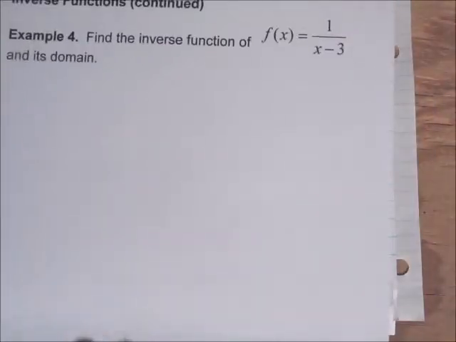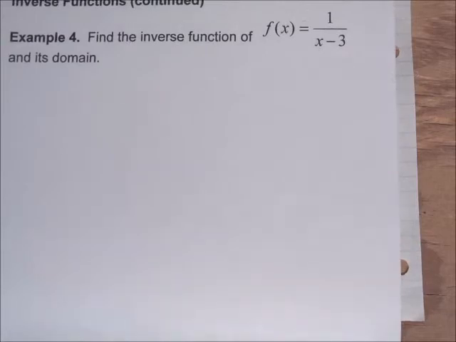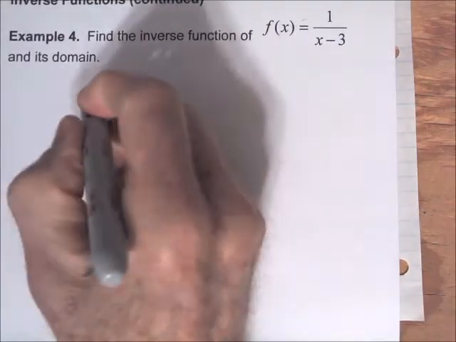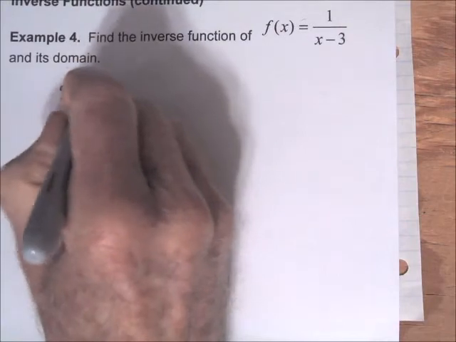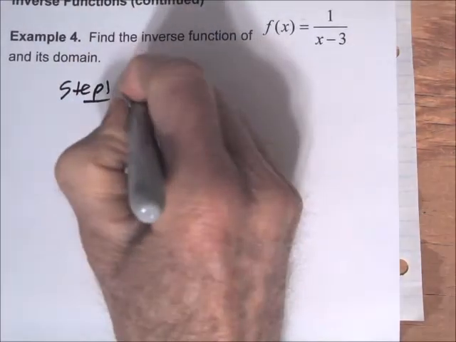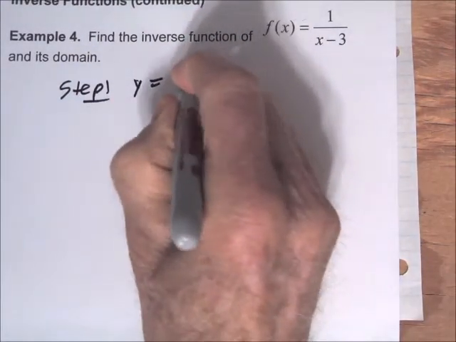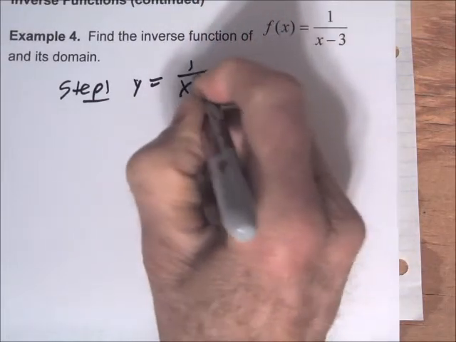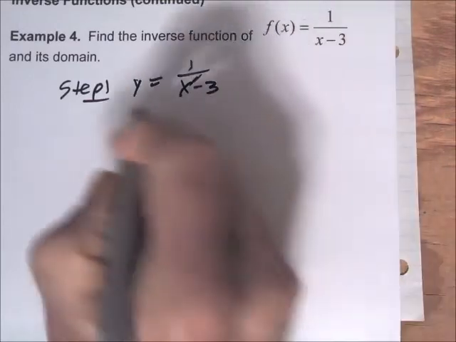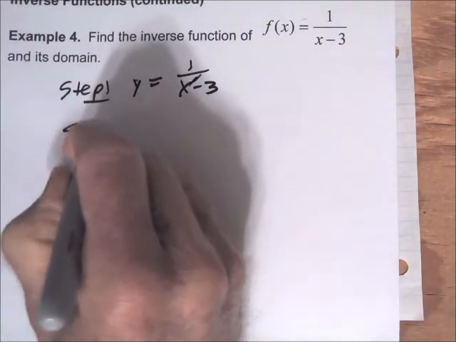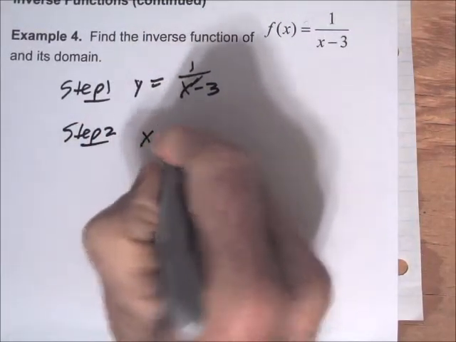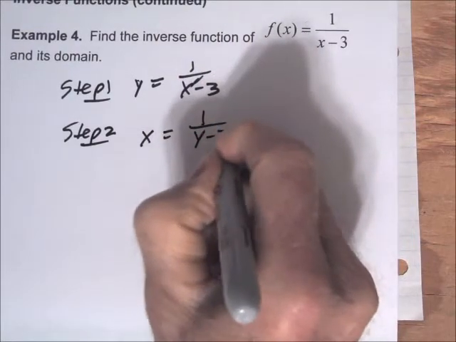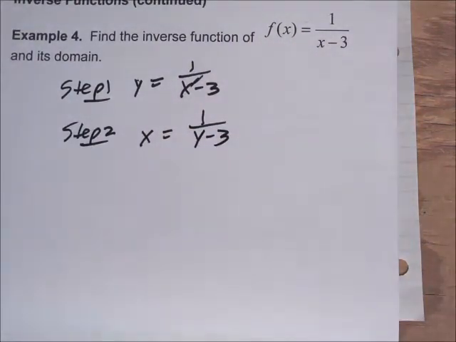Find the inverse of f of x equals 1 over x minus 3. Step 1, instead of f of x equals, write y equals. Then step 2, you want to switch x and y and solve for y. Okay. So we'll have x equals 1 over y minus 3.